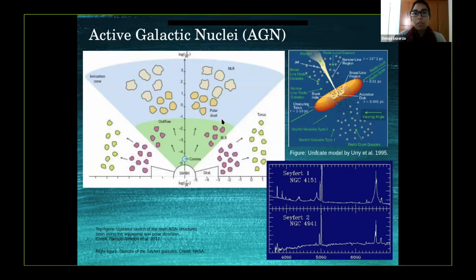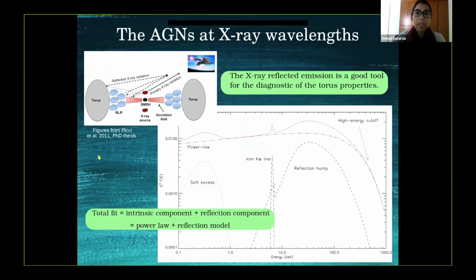I only would like to mention that this work is focused on the torus component in the case of sources classified as Seyfert 1 and Seyfert 2. Specifically, this work is focused on the infrared and X-ray wavelengths. I am going to start talking about the X-ray.